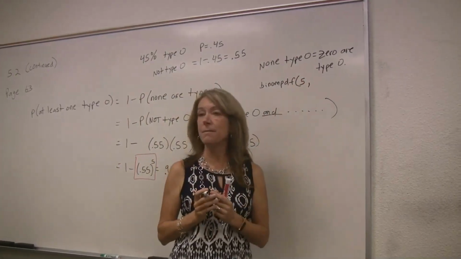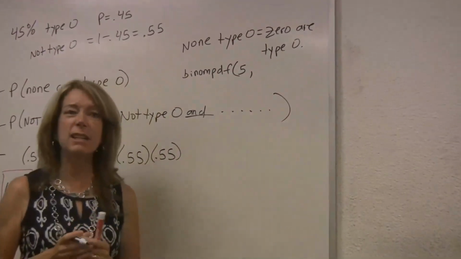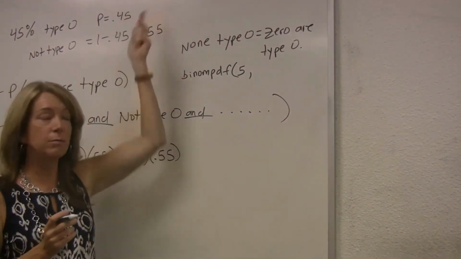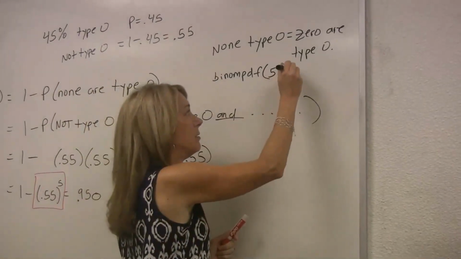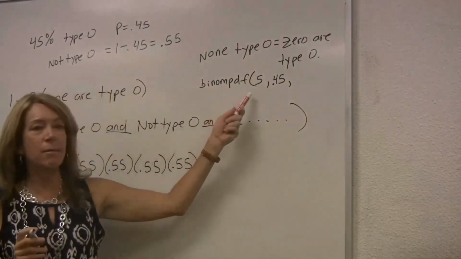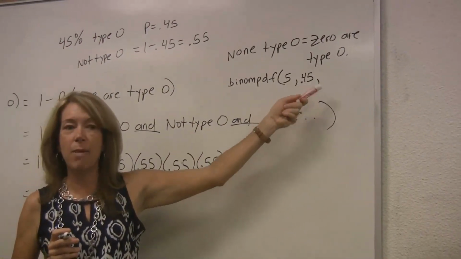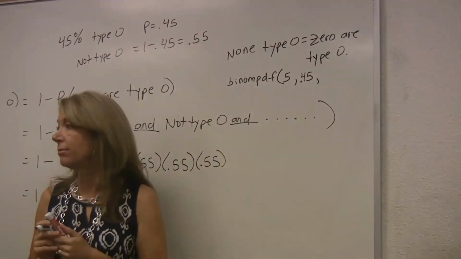What's the P? Is it 0.55 or 0.45? It's the 0.45, because we're talking about typo, being how many of them are being typo. 0.45, oops, lost my point there. So this is how many people, this is the event we're looking for, typo. And how many do we want? 0.